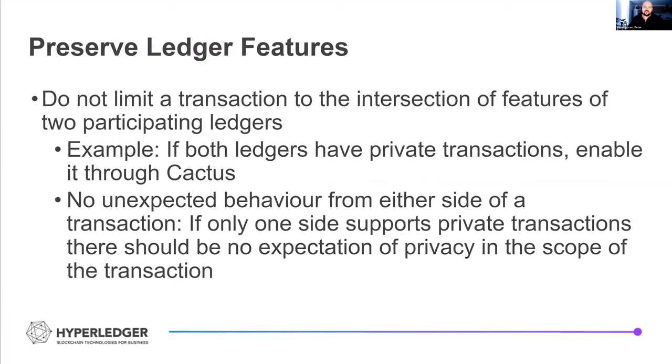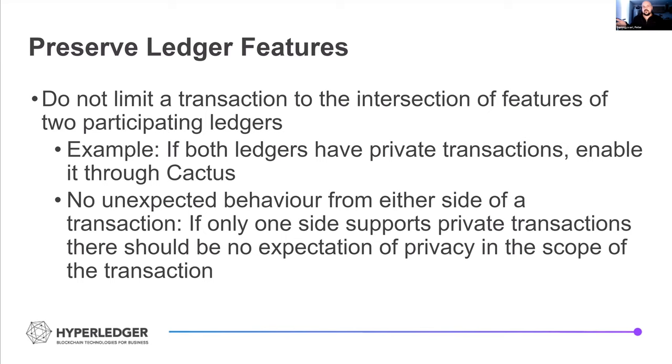And then to talk a little more about preserving the ledger features, the other thing that I always try to make sure we clarify is that we can only do this as much as possible, but there's always a limit. And a big one is, for example, privacy. If you have two ledgers and one of them supports private transactions, but another one does not, then most likely you can no longer have a reasonable expectation of your transaction being private, since only one side guarantees it. The other side says, well, your transactions are public, not private.